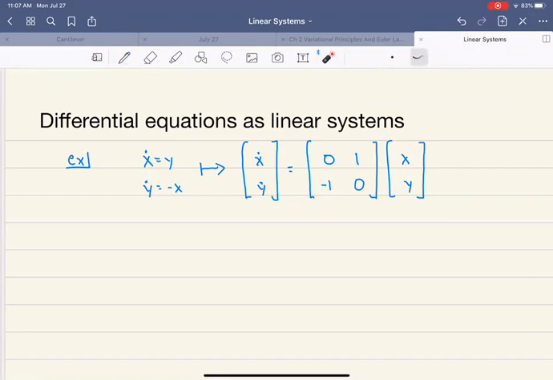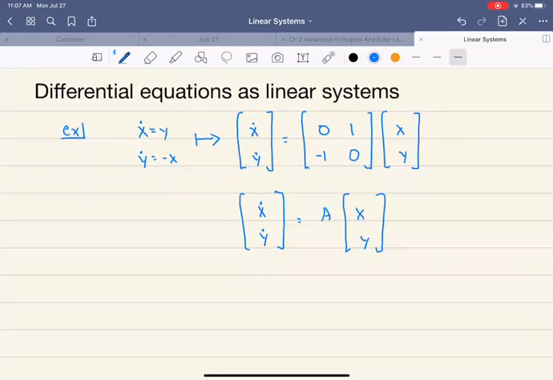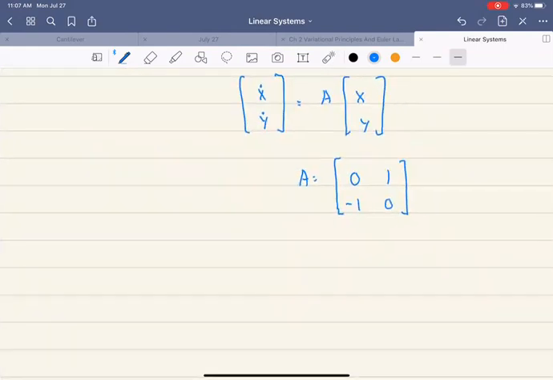We could think of it as x prime, y prime equals A times x, y, where our A equals 0, 1, negative 1, 0. Okay. All right, let's do another.